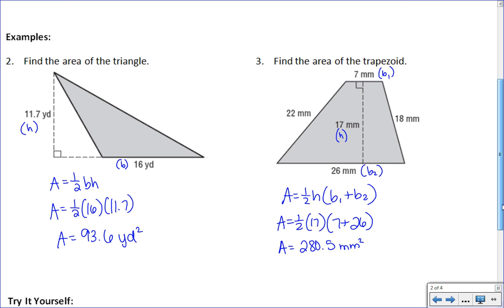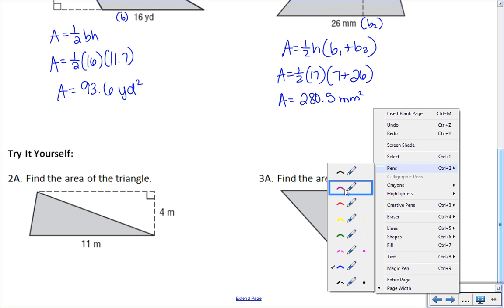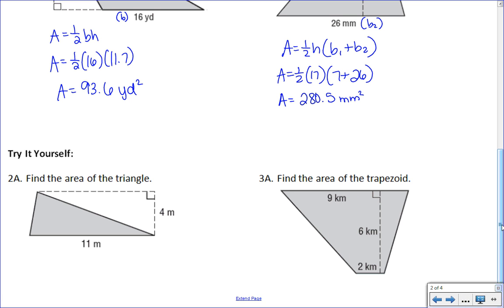Okay. There are two try it yourself problems right below these, so pause the video and work through those two. When you're ready to check your answers, press play. Alright, this first one has an area of 22 square meters, and the second one has an area of 33 square kilometers.